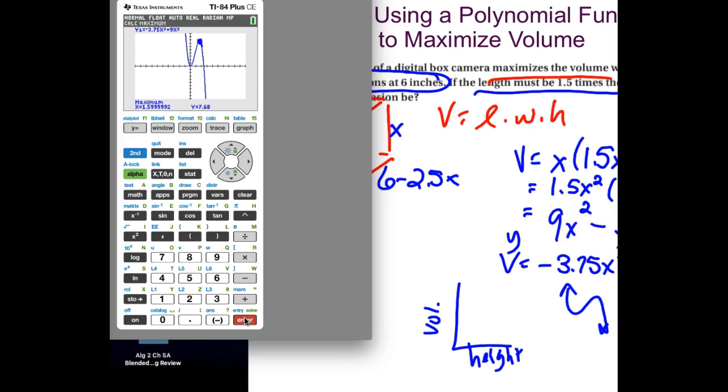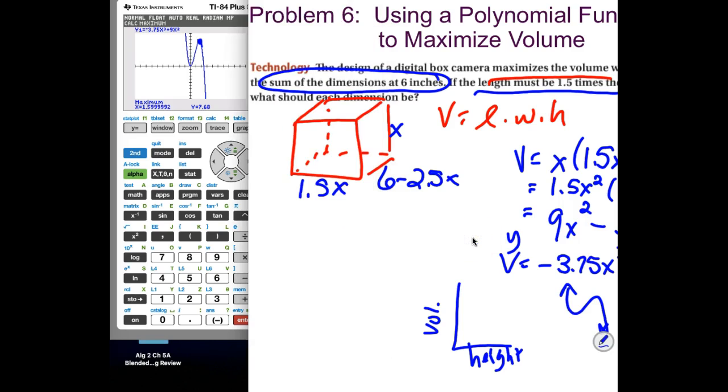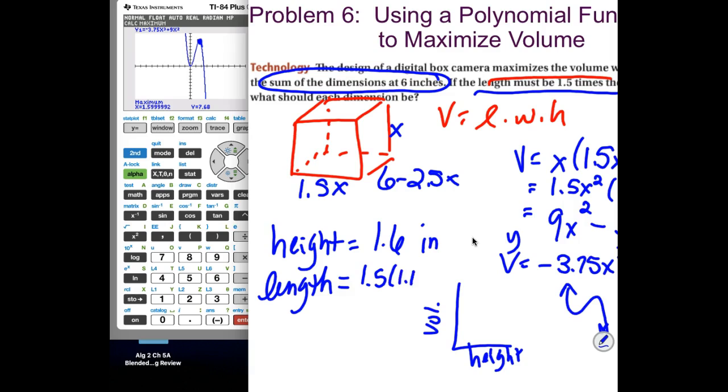And our x, we said, was the height of my box, correct? So I would put over here that the height of the box is going to be 1.6 inches. The length of the box, we said, was 1.5 times that. So 1.5 times 1.6 comes out to be what? Okay, so 2.4 inches, and then the width.